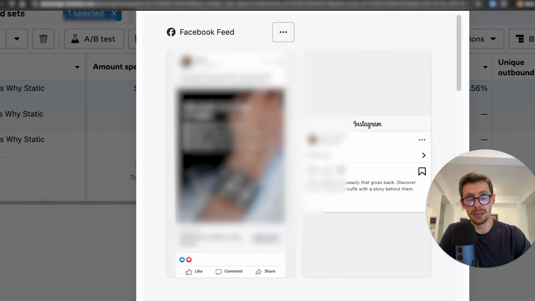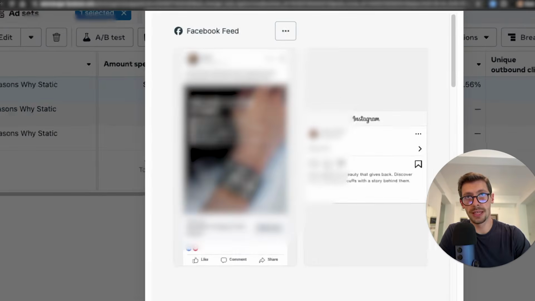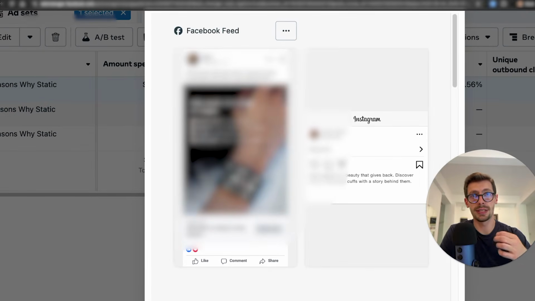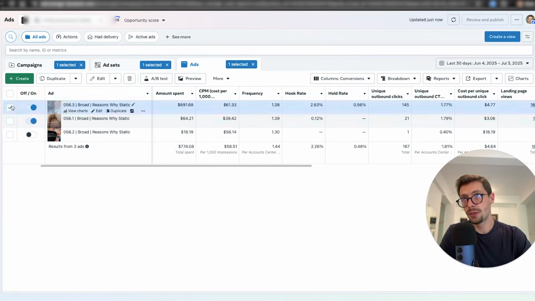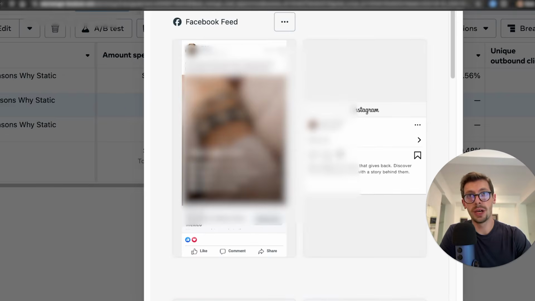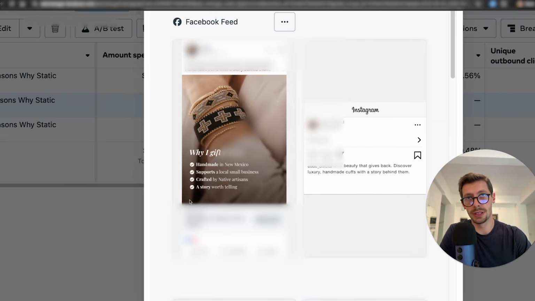So this is the idea. We will have 3 versions of this ad where we actually test something. We are testing a hypothesis. For example, here you see why each cuff is unique, and then the bullet points, okay? Now, if we go into this, you will see why I gift from this brand, right? And then the bullet points.